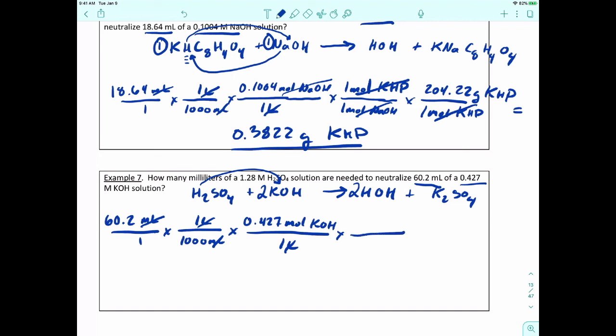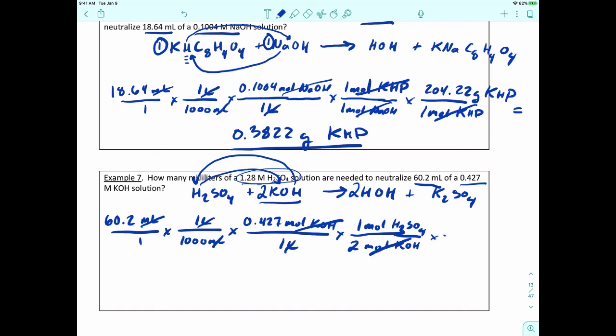Now, using the chemical equation, we know that for every 2 moles of KOH, there's 1 mole of H2SO4. So I'm going to use that. So 2 moles on the bottom, 1 mole H2SO4 on the top. So that way moles of KOH cancel out. So now the problem's asking for how many milliliters if we have this molarity, 1.28 molar.